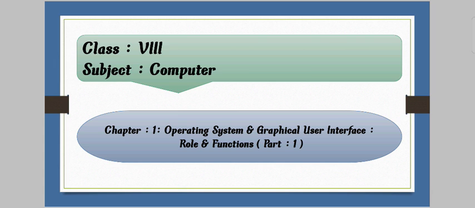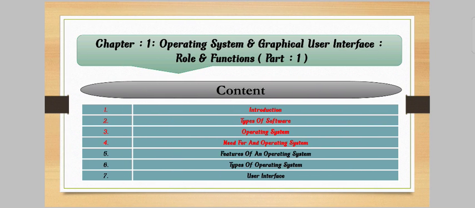This is my first class and today I am going to start chapter number 1, operating system and graphical user interface role and function. Okay, chapter number 1, operating system, graphical user interface role and function. So let's start. This is the content of this chapter and today I am going to discuss introduction, types of software, operating system and need for an operating system. Okay, so these four topics I am going to discuss in this video. So move on to the topic.